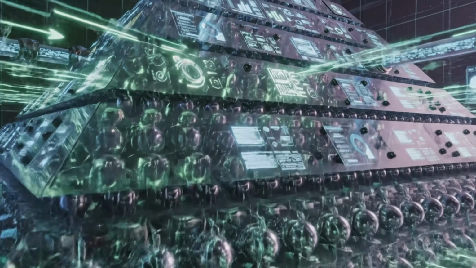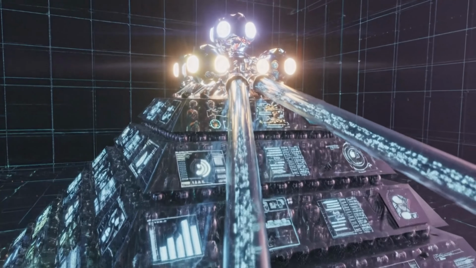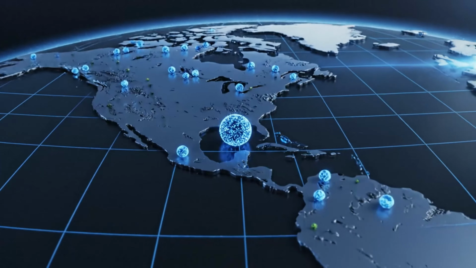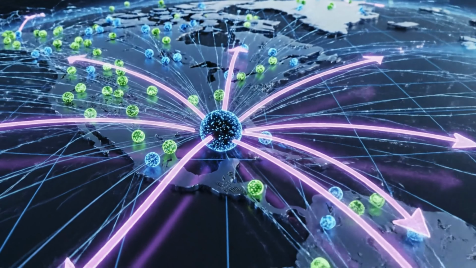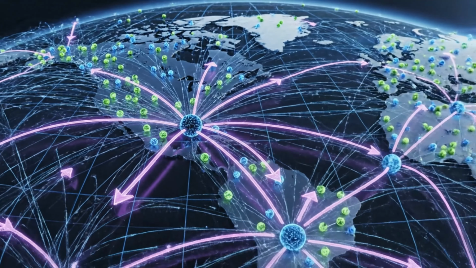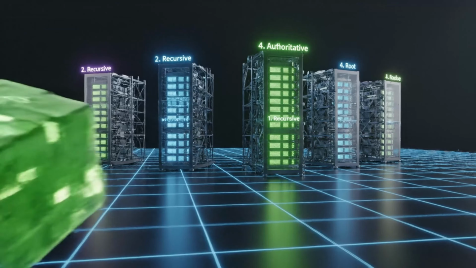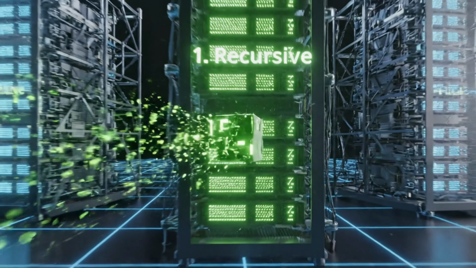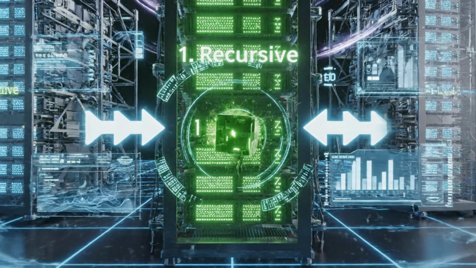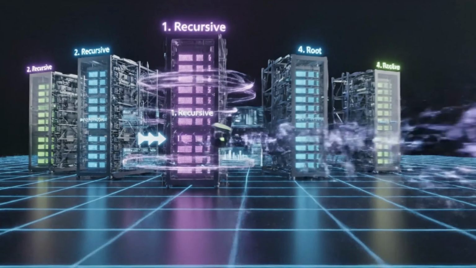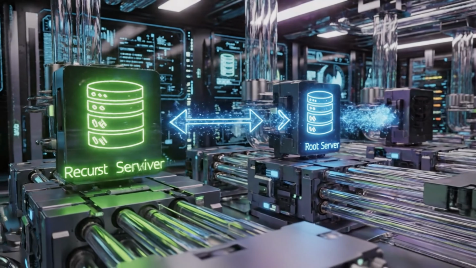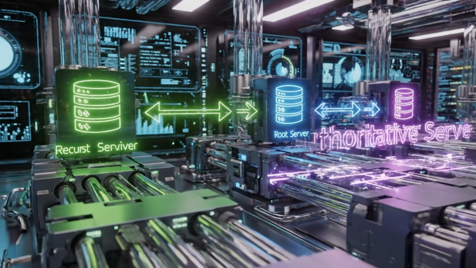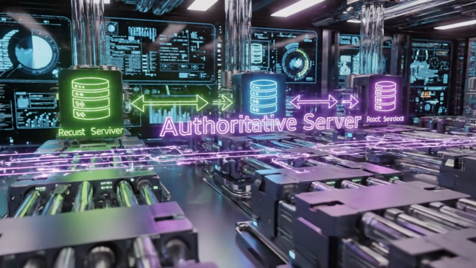DNS is intentionally designed as a complex hierarchical system without a single central server that could fail. This decentralization ensures that no single point can crash, maintaining the stability of the entire global network. When you type an address, your DNS request must pass through 4 different types of servers to find the final answer. These 4 servers are the recursive resolver, the root server, the TLD server, and the authoritative server.